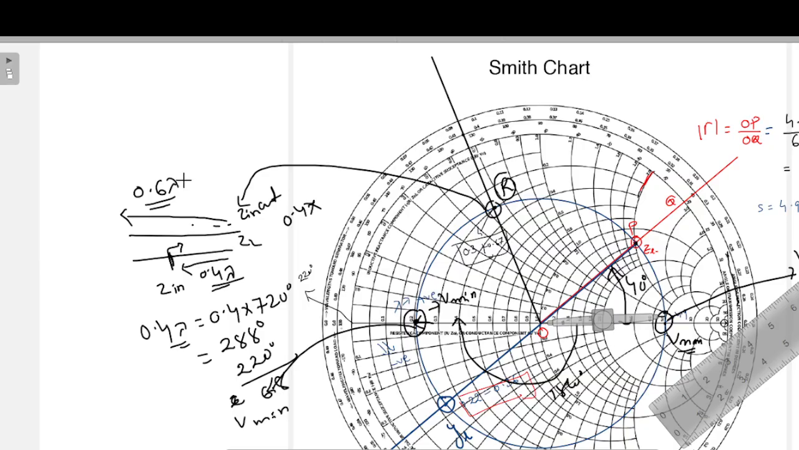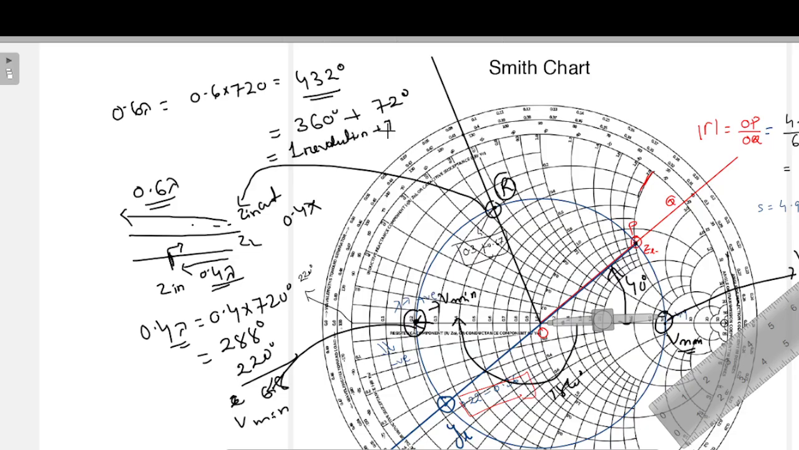So for that, first of all, 0.6 lambda is equal to 0.6 into 720, so that is equal to 432 degrees, right? Now what does this 432 degrees mean? The total rotation is 360 degrees only, so why is it 432? That means we can break that into 360 degrees plus again 72 degrees, which can be written as one complete revolution plus 72 degrees.